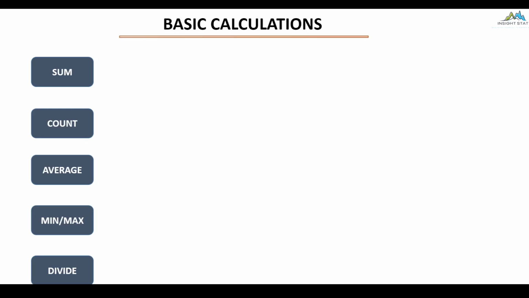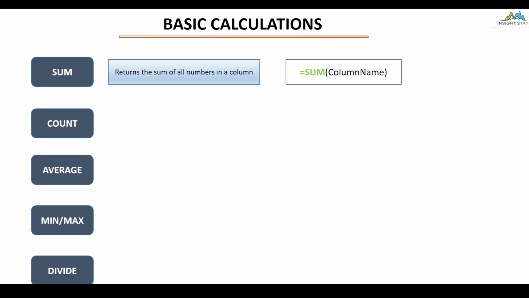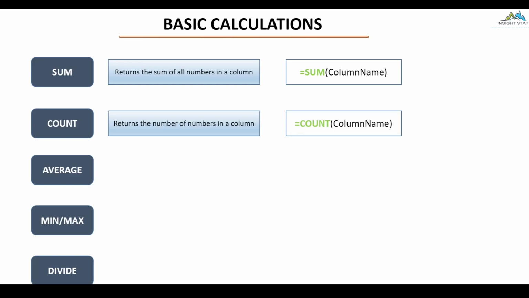So what is sum? As the name suggests, it returns the sum of all numbers in a column. And how you write the DAX function is we put an equal to sum and the column name. Similarly, count counts the number of occurrences in a column, or it returns the number of numbers in a column. How many rows are there in a column?